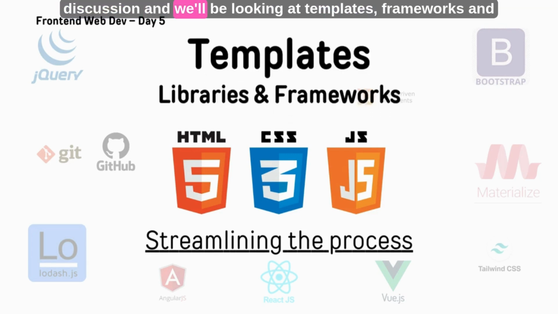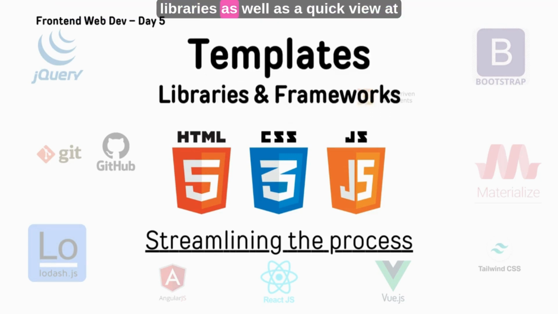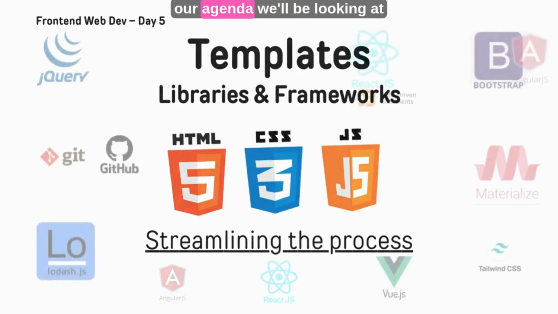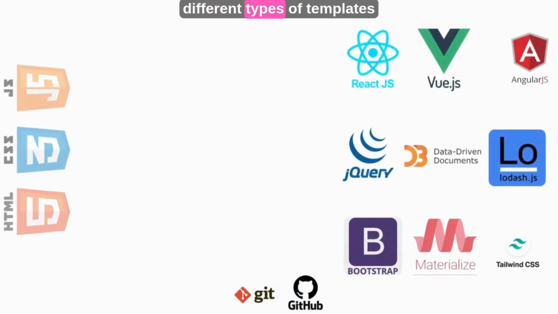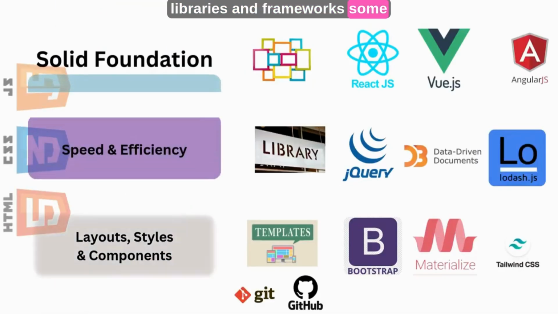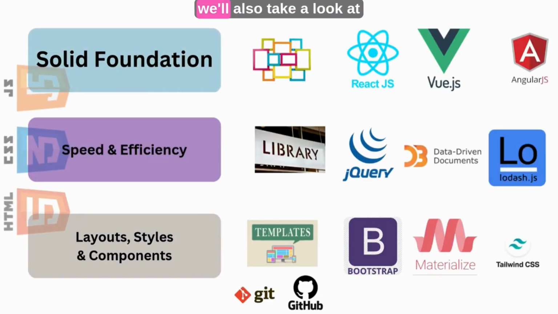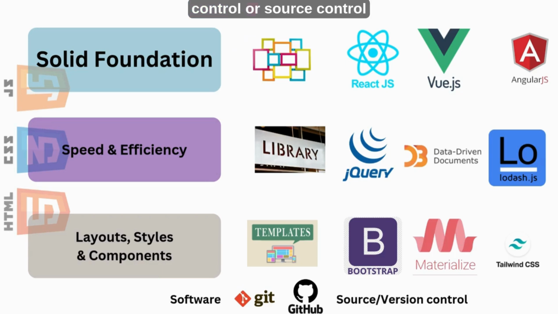This is our feed discussion and we'll be looking at templates, frameworks, and libraries, as well as a quick view at version or source control. In our agenda, we'll be looking at different types of templates, libraries, and frameworks, some of the key features and examples. We'll also take a look at the software version control or source control systems.